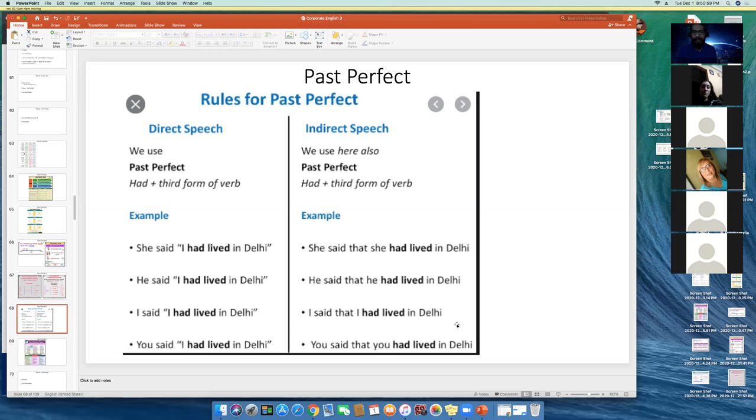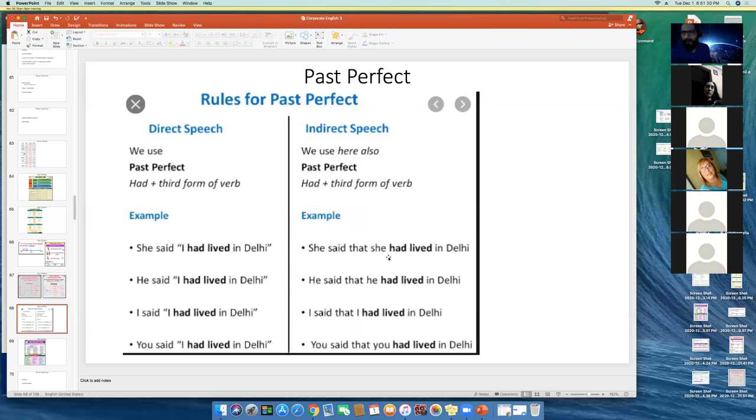Okay? So there's the direct speech and there is the indirect speech. Direct is a little bit more to the point, a little bit clearer. She said I had lived in Delhi. But you can't use it all the time. There's times where you guys are going to have to change and use the indirect speech. Well, she said that she had lived in Delhi.